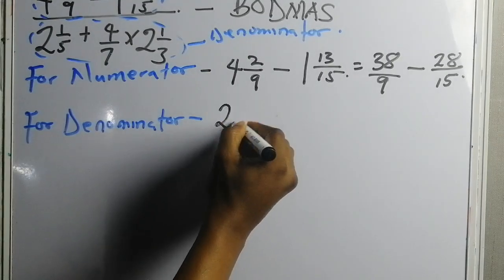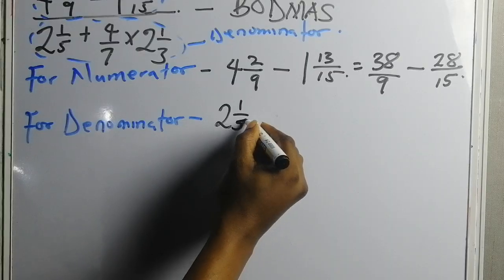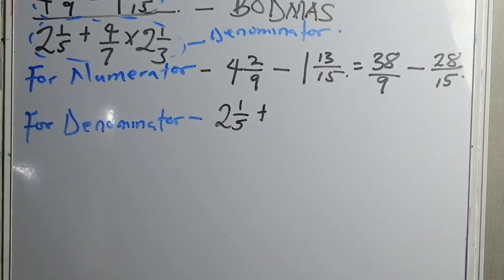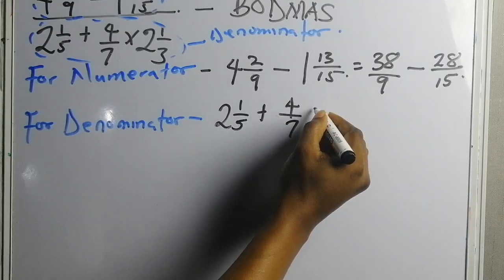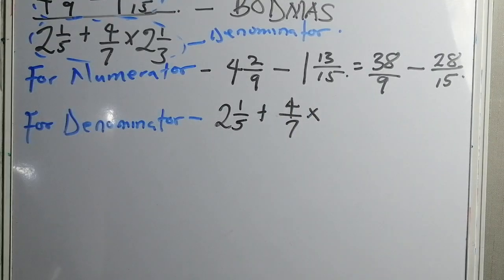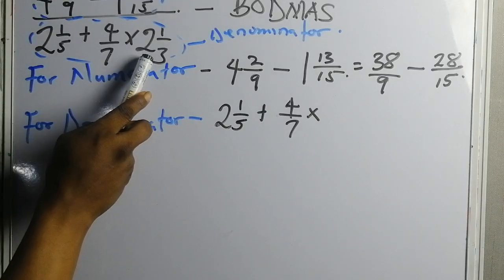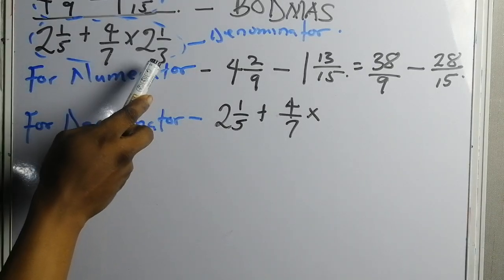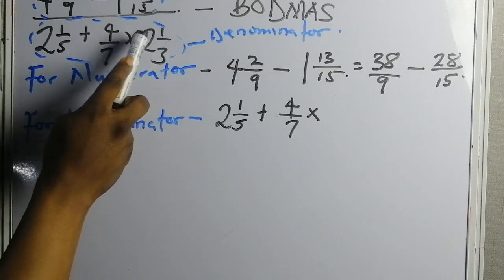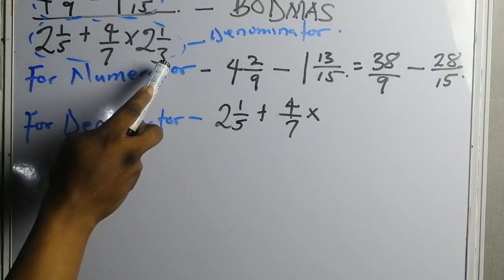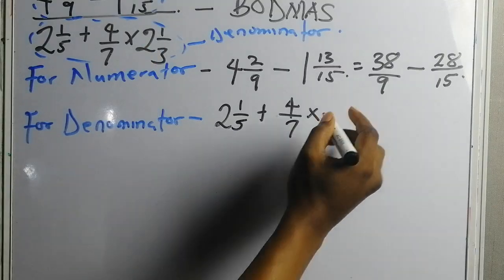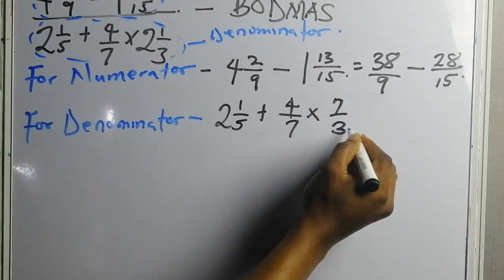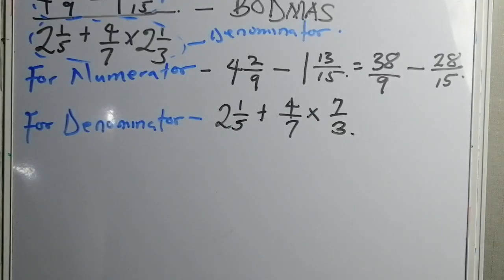So this means that we'll now do 2 whole number 1 over 5, plus, taking care of the multiplication first, 4 over 7 times, this is a mixed fraction, so change it to an improper fraction. 3 times 2 is 6. 6 plus 1 is 7 over 3. So don't forget, 3 times 2 is 6.